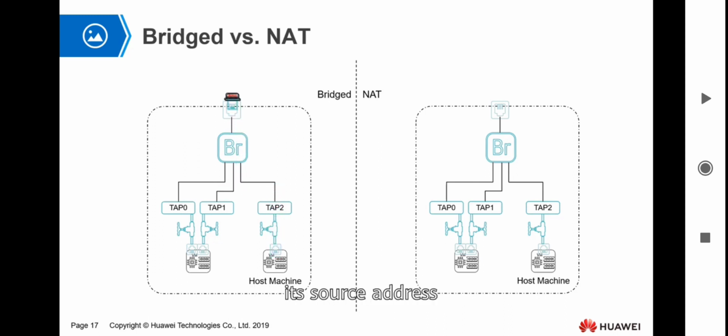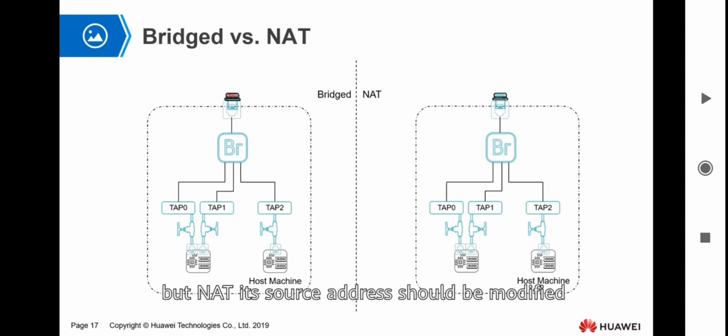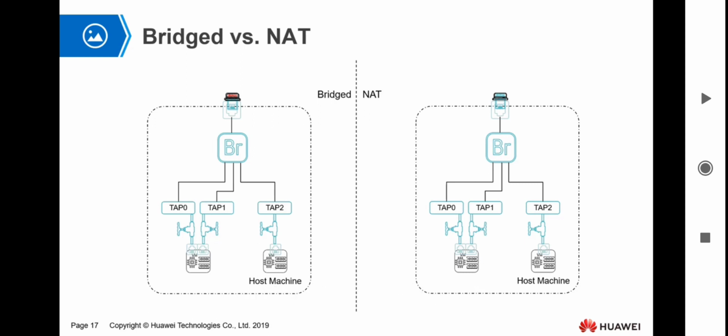With bridge, for a packet sent by a virtual machine, its source address is not modified. Looking at this diagram, the source address is always red, with no modification, but in NAT, its source address should be modified. Why is NAT special? Because the full name of NAT is Network Address Translation, so the source address should be replaced. This is the biggest difference between bridge and NAT.